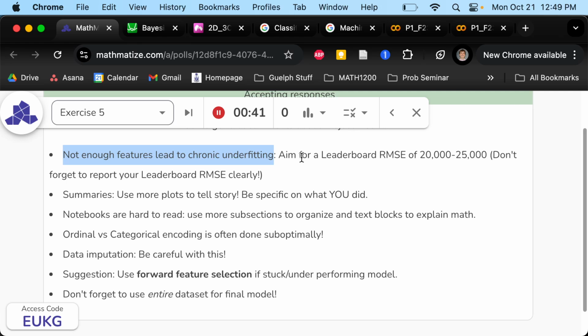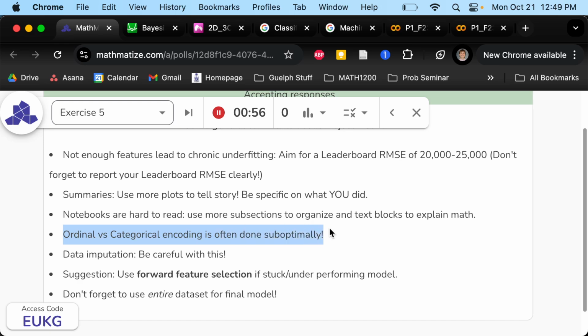A significant way this happens is they don't use enough features. If you're too picky about your features, saying, oh, the data in this column is bad, and you delete it, and you do that too often, you will never get a really good score as you've thrown away too much data. So if you do that, try to use more features.